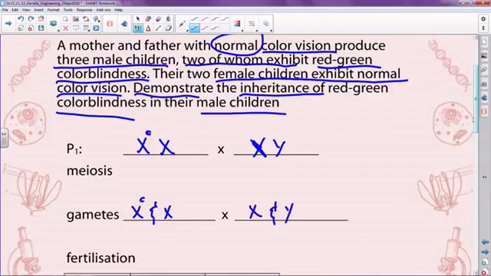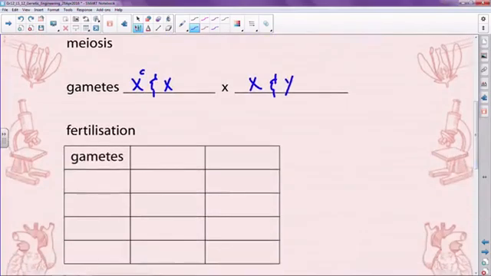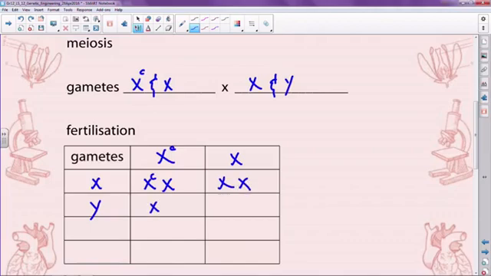Okay, simple. Bring it down. Here we go. X with a C and X. And this will be X and Y. Okay, let's put this together. X, X, and that one's got a C on it. And this will be X, X, and this will be X with a C on it, right? And a Y, and X with a C on it, X with a Y.